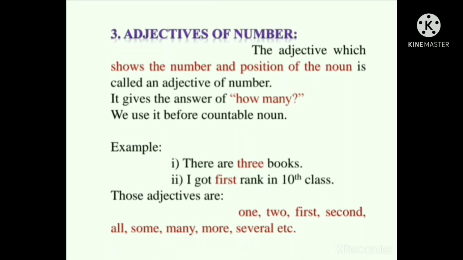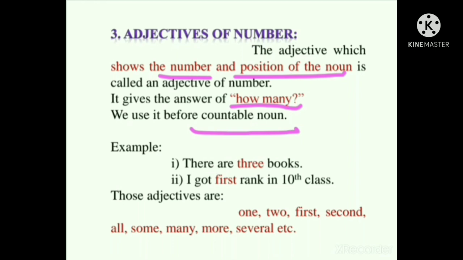Now the next point is adjectives of number. What is this? This is the adjective which shows the number and the position of the noun. Here you have to remember number and position. The number and position of the noun is called an adjective of number. Here again, how can we identify those adjectives? Here also you have to ask one question to the noun, that is how many. And the second trick is that these adjectives come before a countable noun. Countable noun means we can count those nouns in numbers, or we can say that they have a plural form.